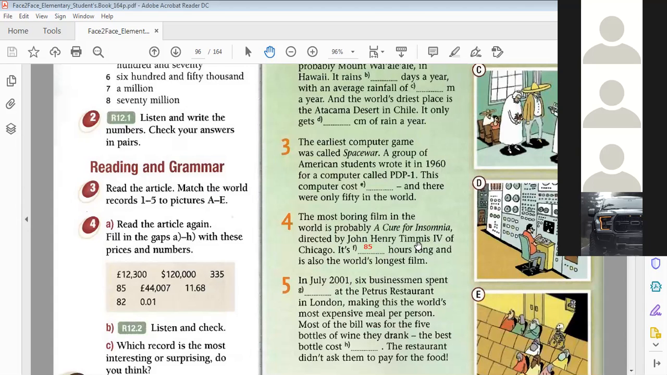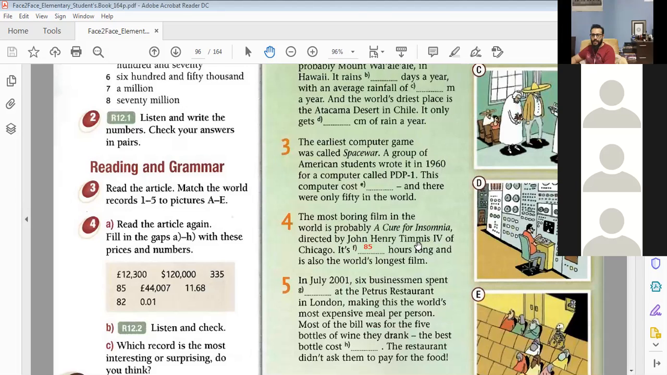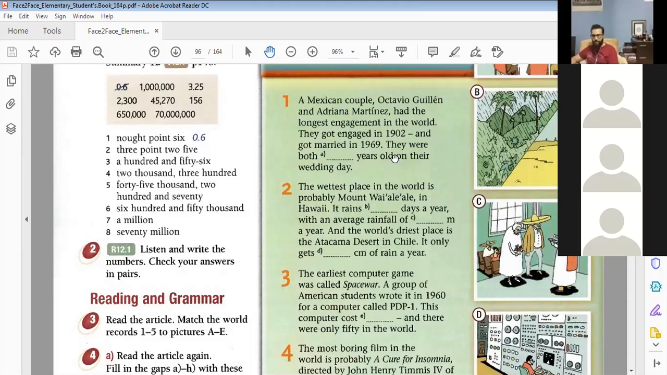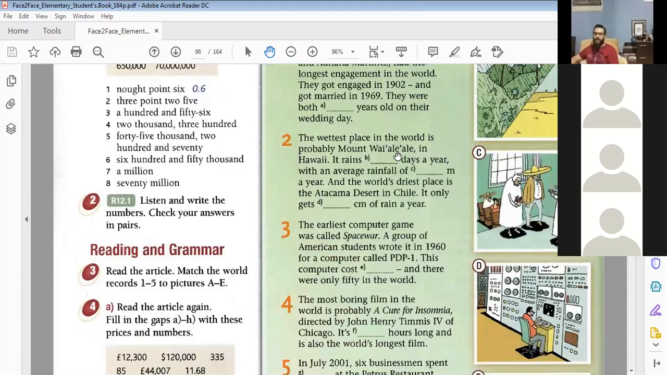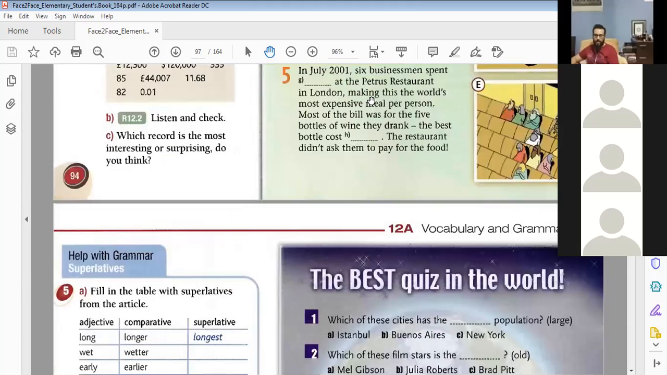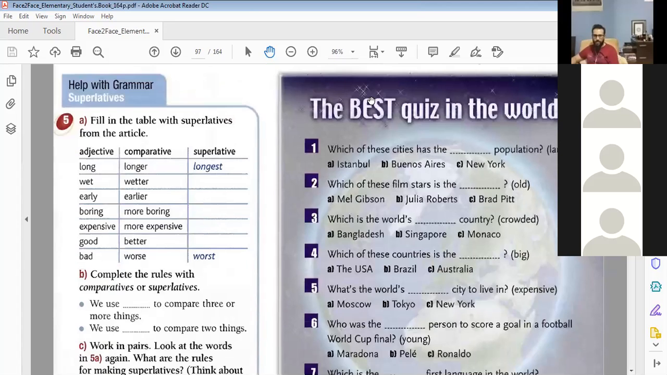Which record is the most surprising from these records, in your opinion? Which one surprised you the most? I didn't hear the records, but I think the Mexican couple. Yeah, the Mexican couple, they were 82 when they got married. Yes. Do you think this is very surprising? Okay. All right, so these are just some examples of some world records.